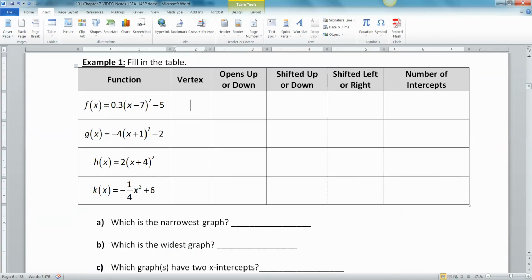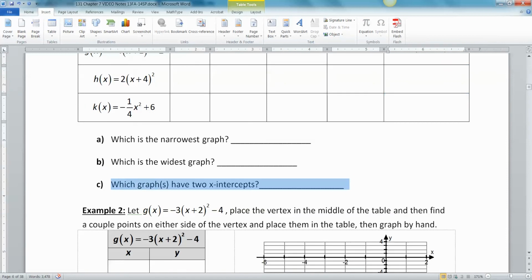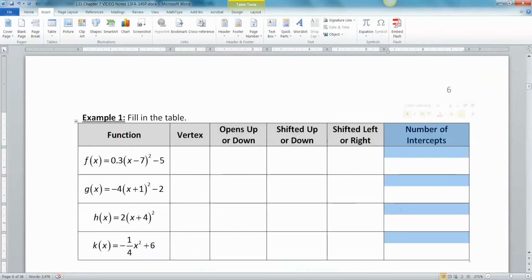Okay, so what we're going to do is look here and try to figure out what all our values are. So for vertex, whether it opens up or down, shifts up or down, shifts left and right. And actually, I added in a little column right here. You're going to need it in order to be able to answer this question. So I kind of threw in an extra column. You can put it in the margin of your paper somewhere.